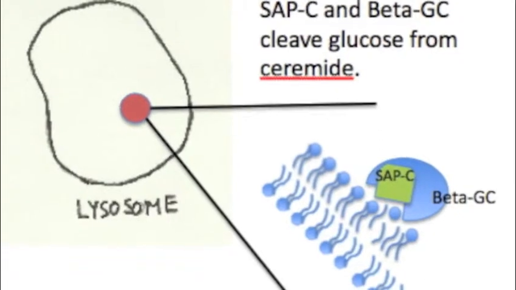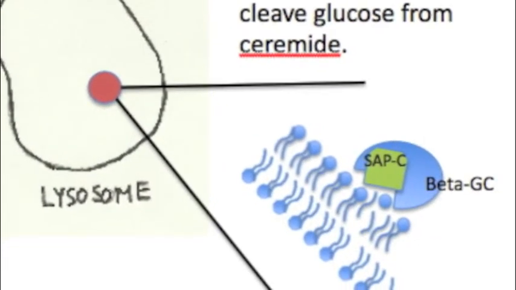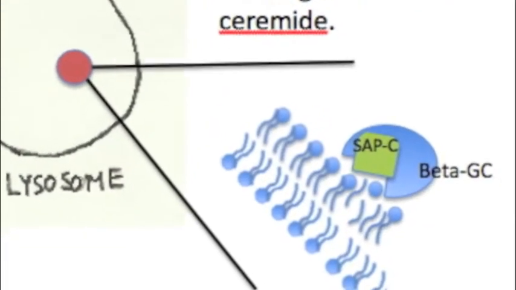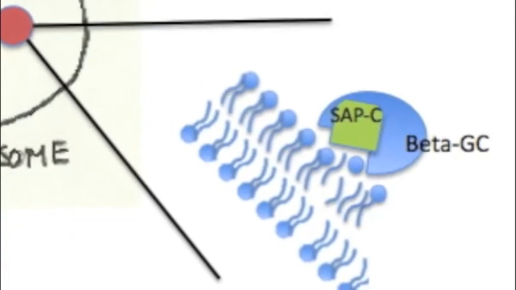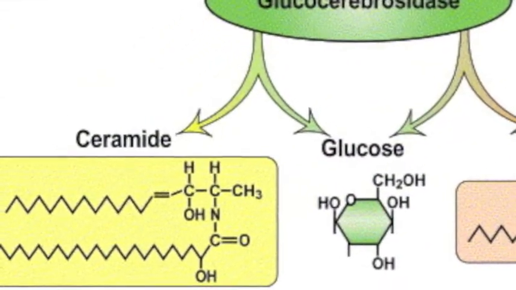Once the beta-GC and LIMP2 dissociate, SAPC identifies the active site of beta-GC enzyme and binds to it. This event activates the beta-GC enzyme, which then binds to glucocerebroside and breaks it down to glucose and ceramide.